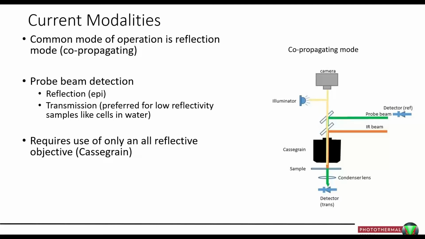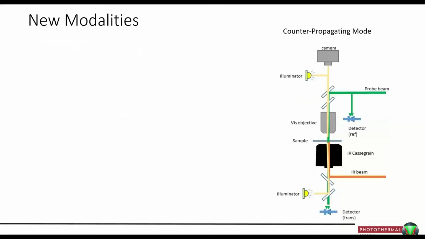We work in reflection, we can do transmission. As I said, we find a reflective objective. But what we've now done with the new model is have the option to bring in the infrared from the bottom. So that has some advantages. Maybe there's one negative as well, and I'll be perfectly honest about that. So we've now added the option of counter-propagating.